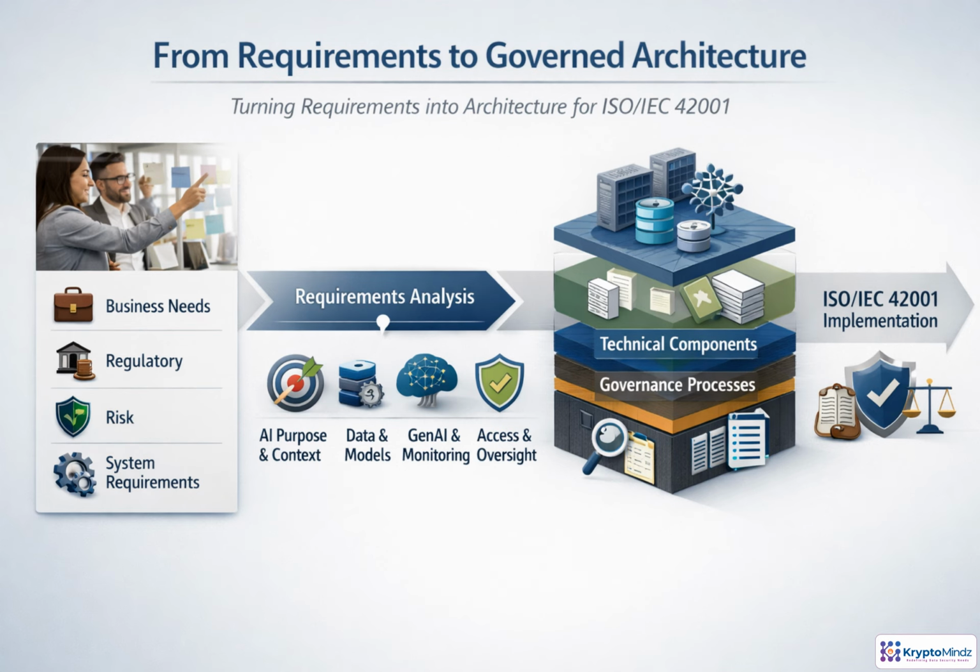A governed AI architecture does not start with technology. It starts with requirements. Business goals, regulations, risk concerns, and system needs are analyzed together to clarify the AI purpose, users, context, and decision impact. From there, requirements become design constraints. What data can be used, how models are managed, how GenAI is monitored, and who has access or oversight. The key ISO IEC 42001 discipline is traceability. Every major technical component, governance process, and evidence-producing activity should connect back to a risk, policy, control expectation, or stakeholder need.